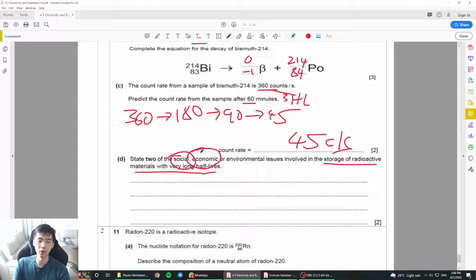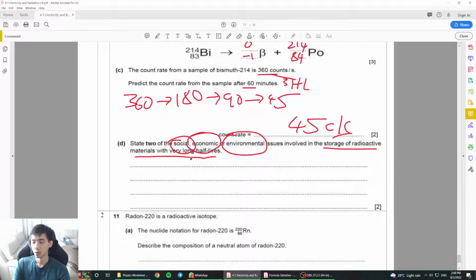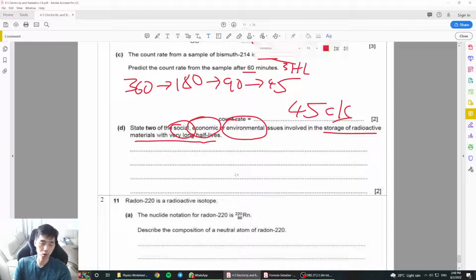Economical wise, it's definitely going to cost more because storing radioactive materials requires a lot of money. And environmental wise, it is definitely going to cause pollution over a long time on a piece of land. But if you write down just two of any, this is definitely acceptable, right? So, two of the social, economical, environmental issues involved with very long half-lives.